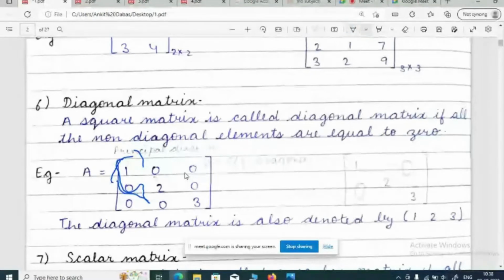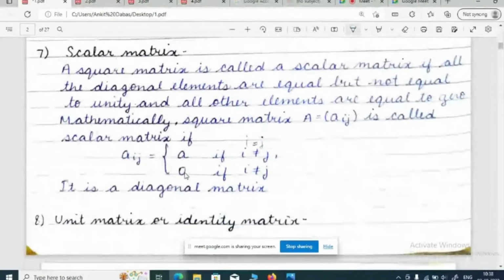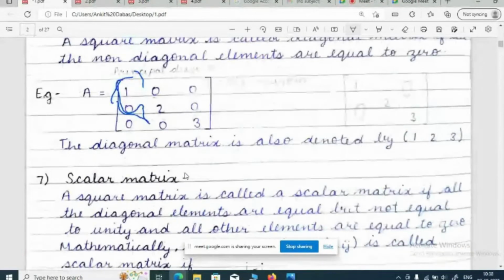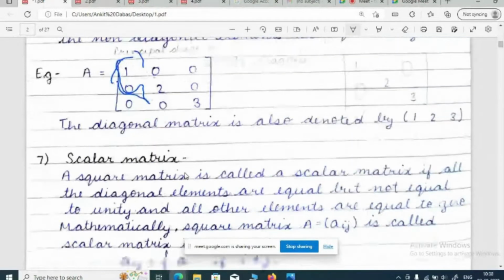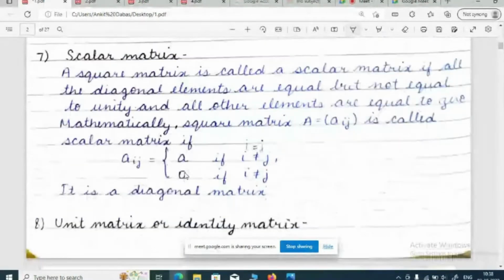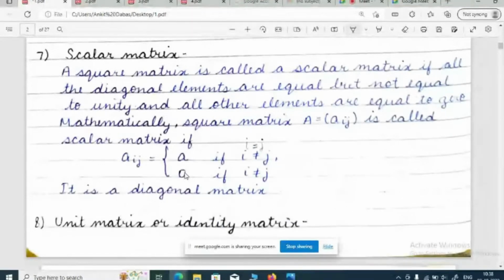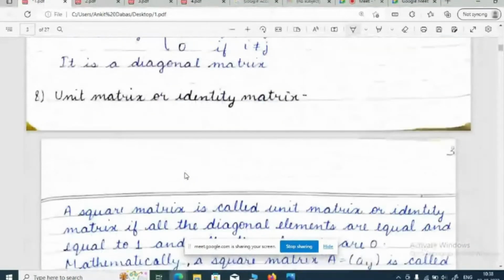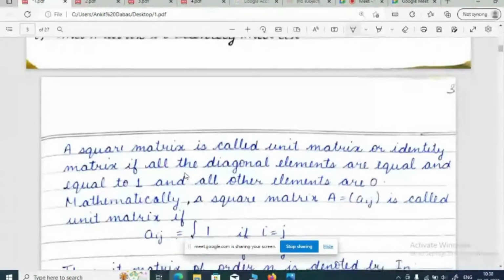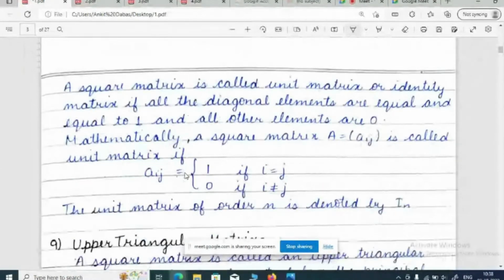Next, we have a scalar matrix. A scalar matrix is basically a diagonal matrix, but the entries on the diagonal are all equal to some scalar. They cannot be different. Like in this matrix, the entries were 1, 2, 3, 4. We can have any distinct numbers there, while in a scalar matrix, all the entries will be equal. Next, we have the identity matrix, which is again a diagonal and a scalar matrix where the non-zero entries, that is the entries on the diagonal, are equal to 1.